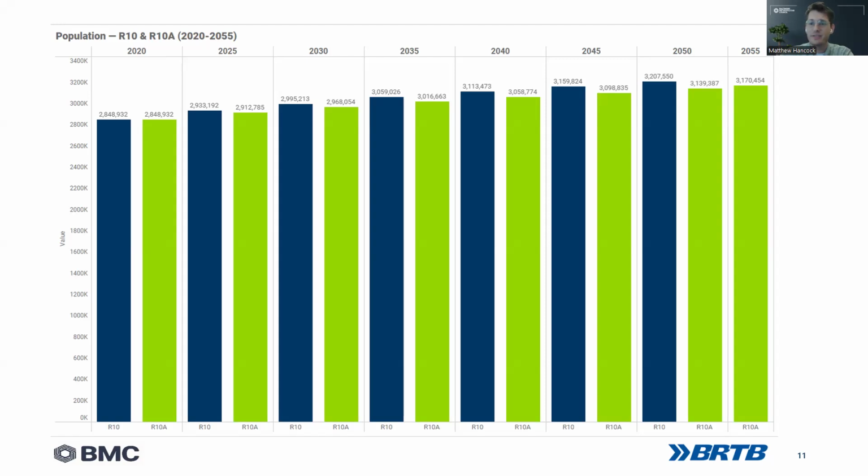The gap between rounds is pretty modest early on, about 20,400 persons, so about 0.7% below R10 for R10A in 2020 and 2025. But this continues to widen as we go through the forecast itself. So as we get closer to that 2055 horizon year, that gap does widen, but at expected proportion levels.